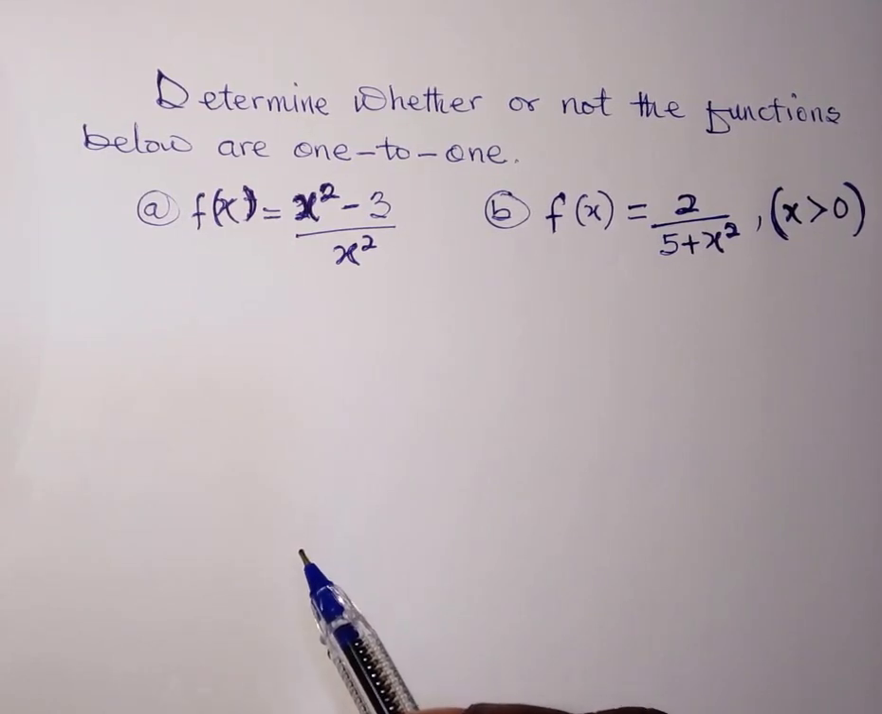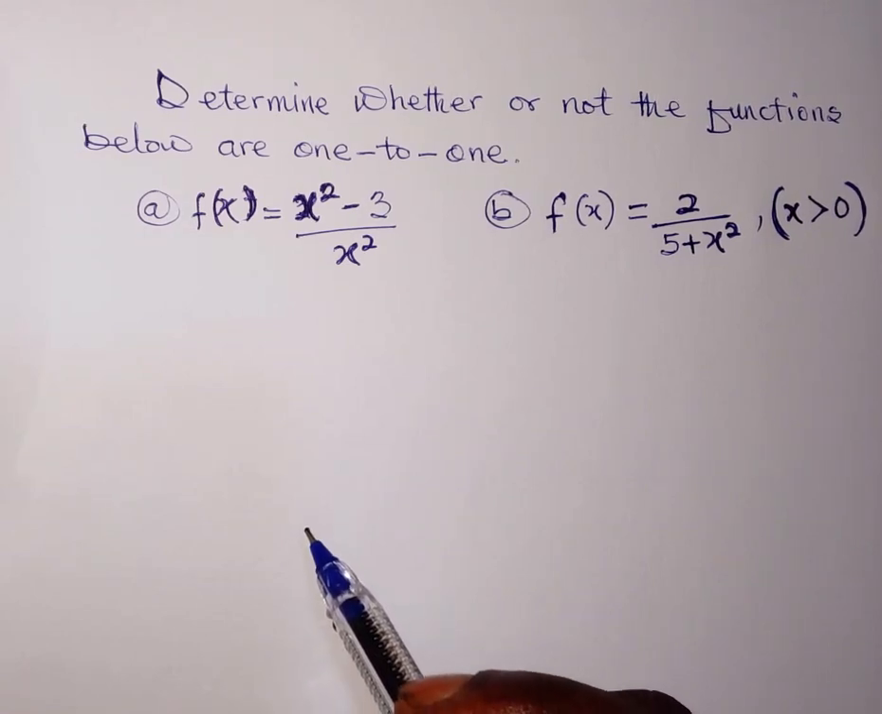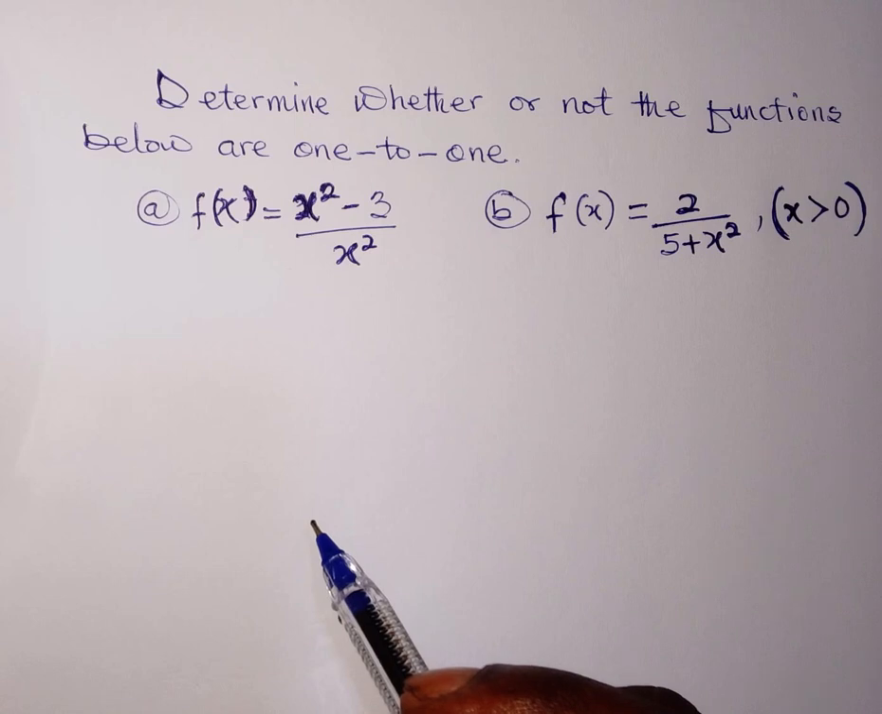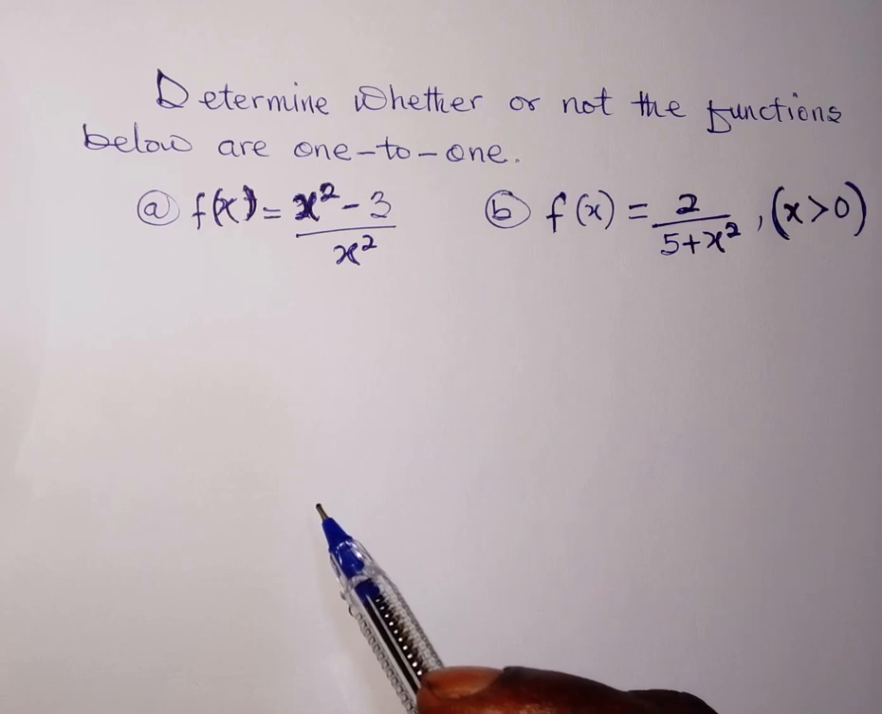Great. Now we have these examples. In the previous video, we said that we shall be looking at other examples, and these are some of the examples that we have here. Let's look at example A and B. In this question, we are asked to determine whether or not each of the following is one to one.